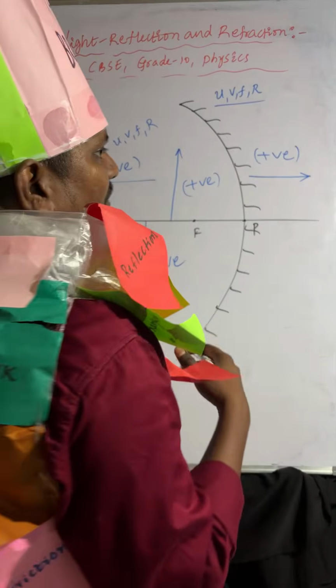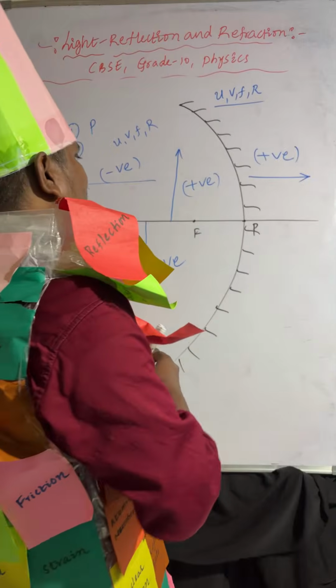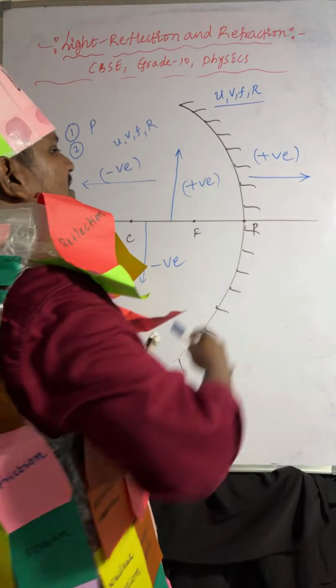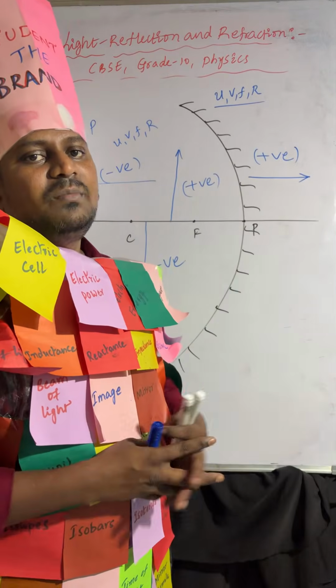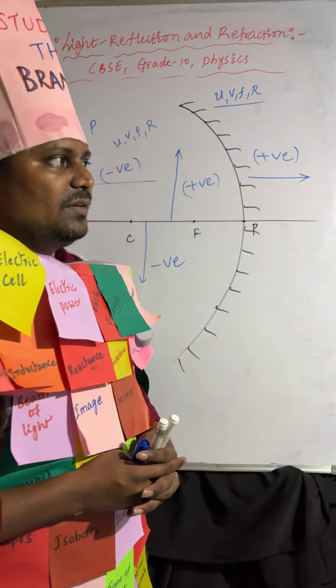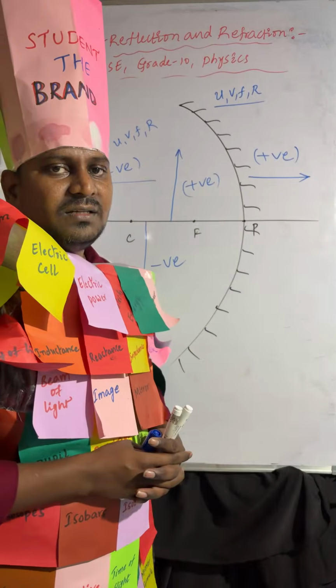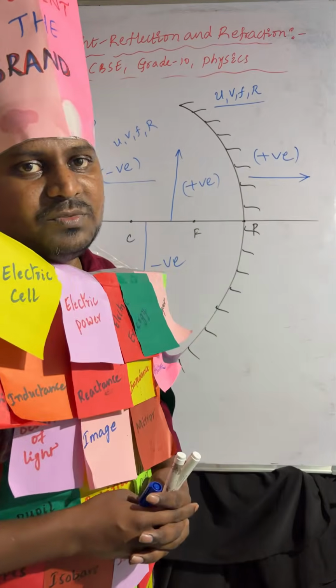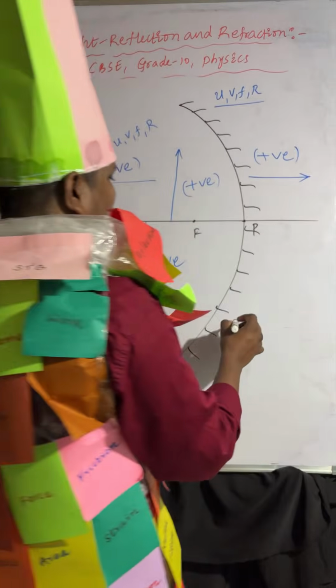Point number one: all measurements we have to take from the pole. In the direction of incident rays, all measurements are positive. Opposite to incident rays, all measurements are negative. Above the principal axis, the height of the image and height of the object are positive, and below the principal axis, the height of the object and height of the image are negative.